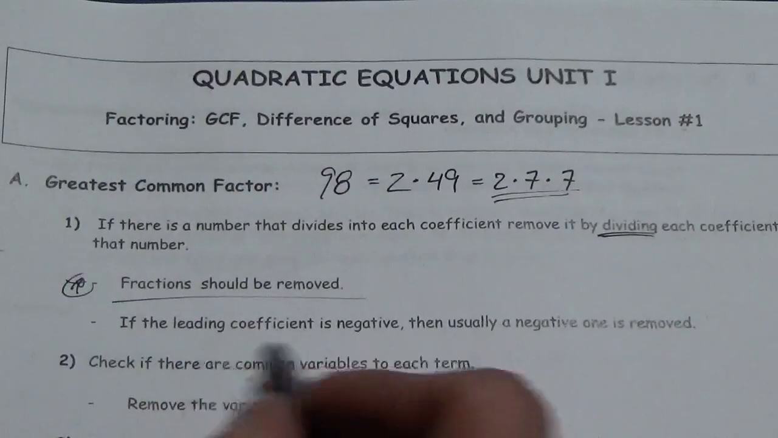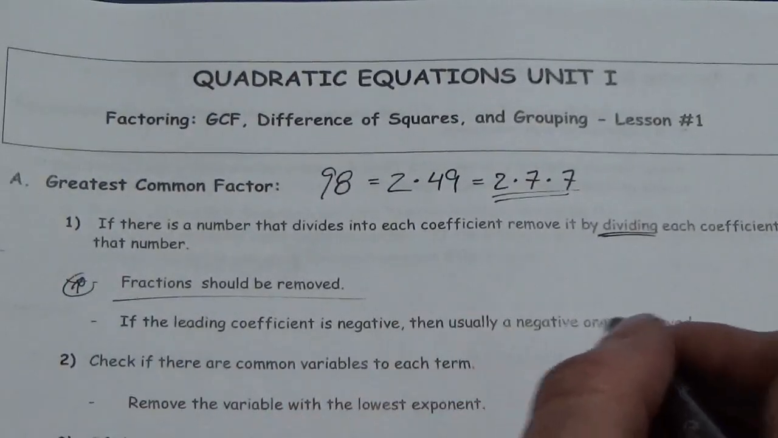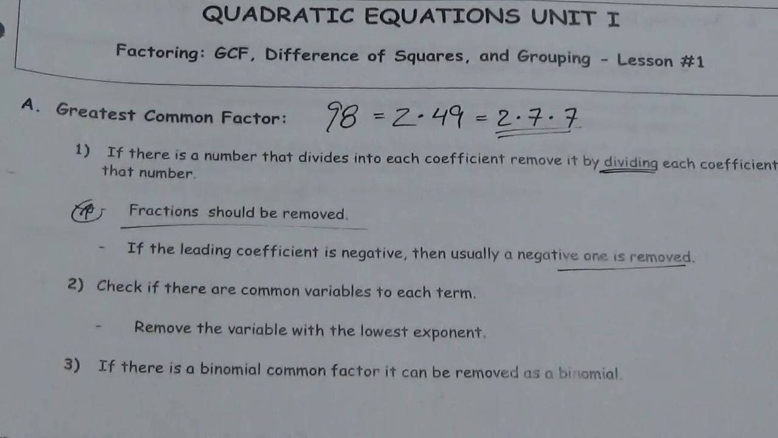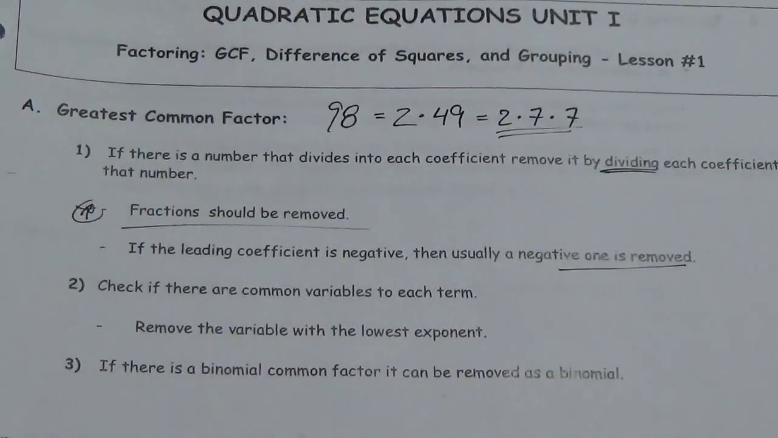And if the leading coefficient is negative, then usually we're going to take out a -1. Okay, that's good advice there. If there's a negative in front here, just factor it out. These forms are pretty. Okay, and I think I can use that word correctly here. They look better if that negative has been factored out. Now, we want to check and see if there are any common variables to each term, values that are shared by each term, and then we're going to take those out.